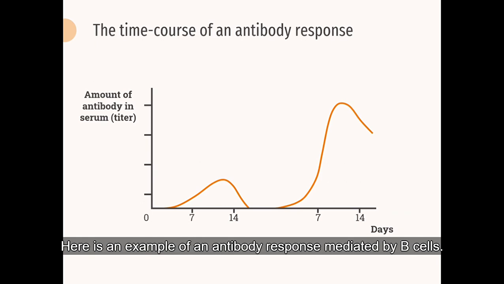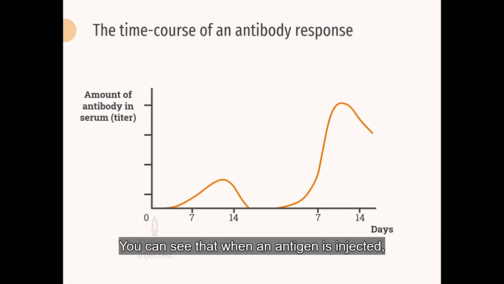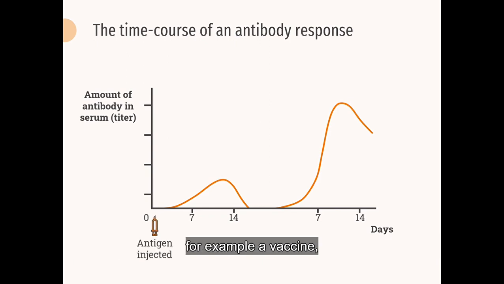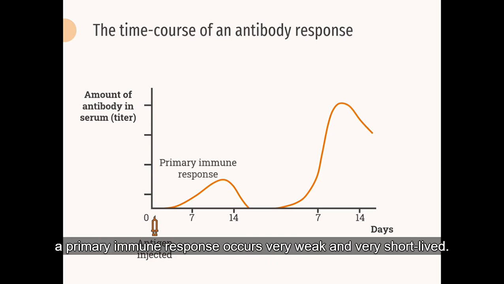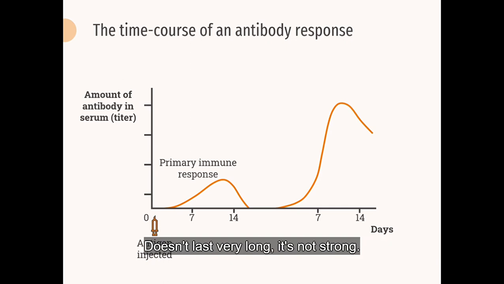Here is an example of an antibody response mediated by B cells. And you can see that when an antigen is injected, for example, a vaccine, but it could also be a microbial invasion, a primary immune response occurs. Very weak and very short-lived. Doesn't last very long. It's not strong. It takes about a week before it develops, lasts about a week, and then disappears.